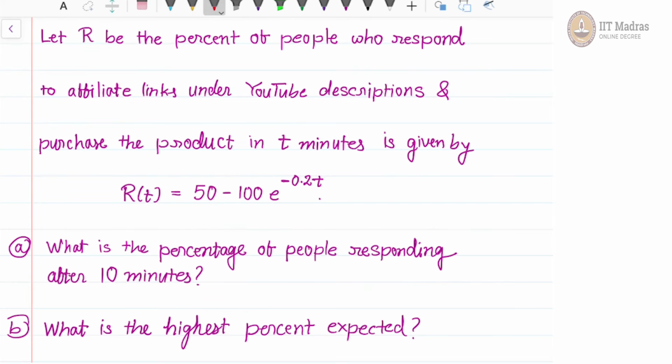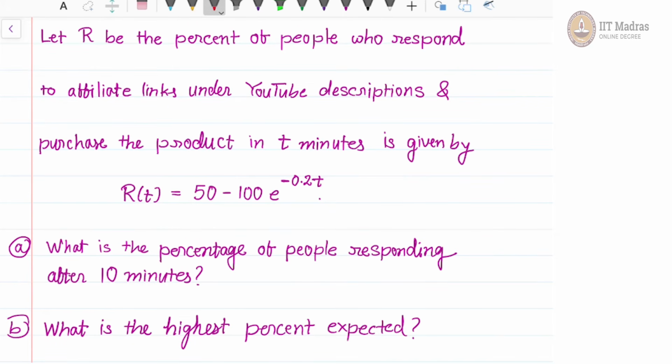So let me give you a brief understanding of the problem. Now when you watch some video on YouTube, if the speaker says that there are some affiliate links below in the description, and you click on that link and go to the affiliate site, then you will either purchase or you will not purchase. If you purchase, the speaker or the channel owner will get some amount of commission, right?